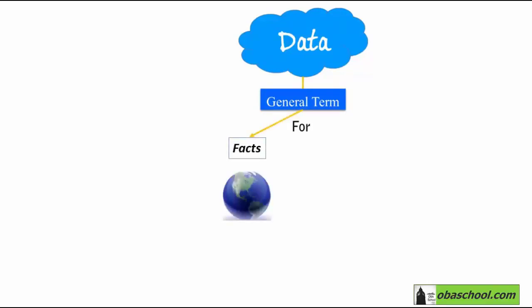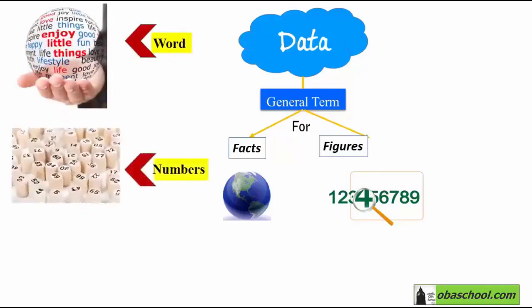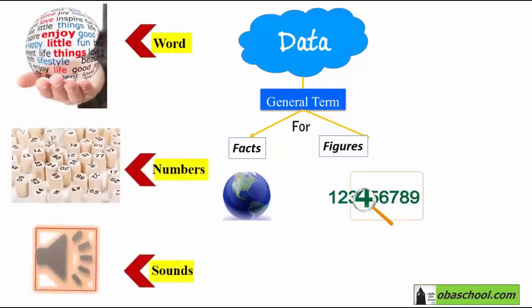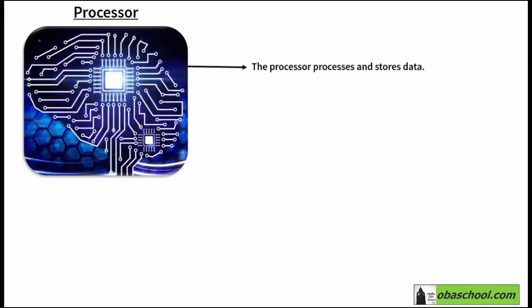Data is mainly two parts. It may be facts, and it also may be figures. So basically, data can be words, data can be numbers, or data may also be sounds. So this may be input or maybe output. It's generally data.